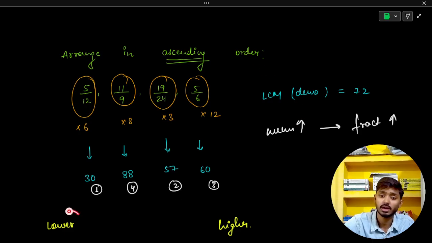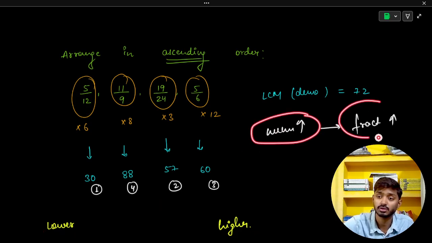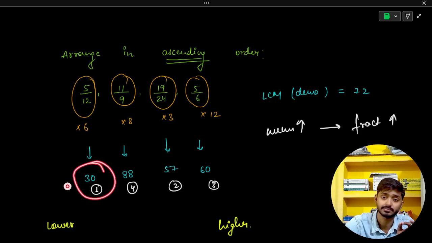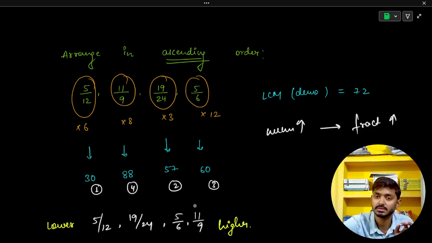Since we are supposed to arrange the fraction from lower to higher, and the numerator is directly proportional to fraction, higher the numerator, higher the fraction would be. We'll start by taking the smallest numerator, that is 30. So the smallest fraction of all would be 5 by 12. Then the next highest would be 19 by 24, which is 57. Then it would be 60, which is 5 by 6. And then the last one would be 88, which is 11 by 9. Simple as that.